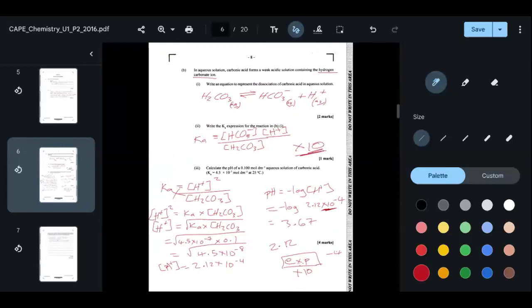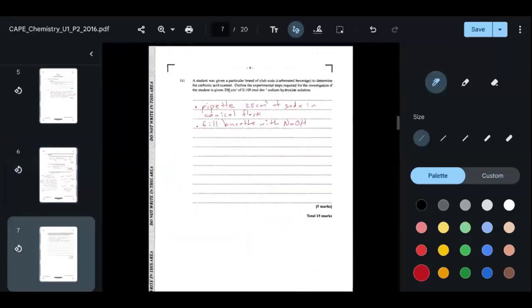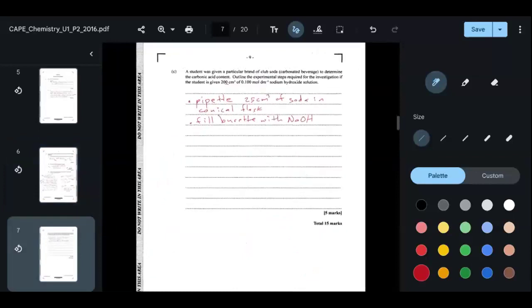You have to say 25 cm3, you measure it with a pipette. Remember the pipette has a specific volume. So you have a 20 ml pipette, a 25 ml pipette, a 10 ml pipette. But generally in a titration, we use a 25 ml pipette. Right. All right, so you fill the burette with sodium hydroxide.